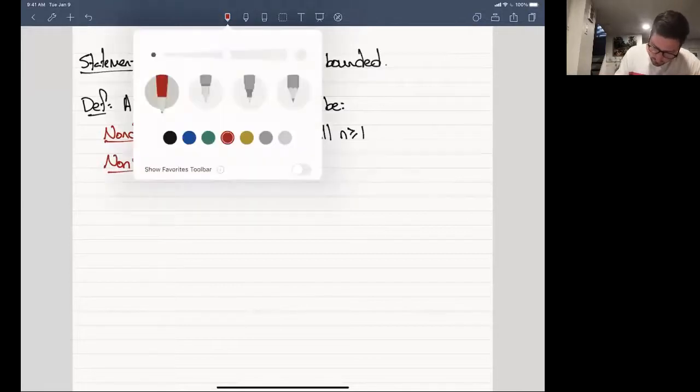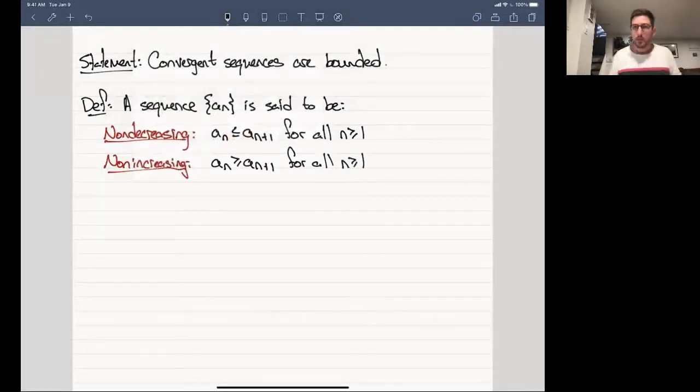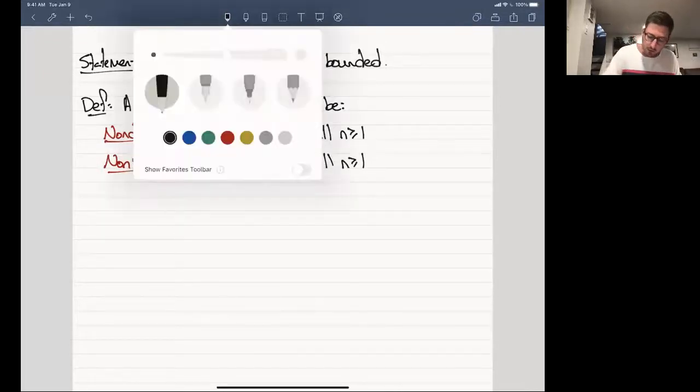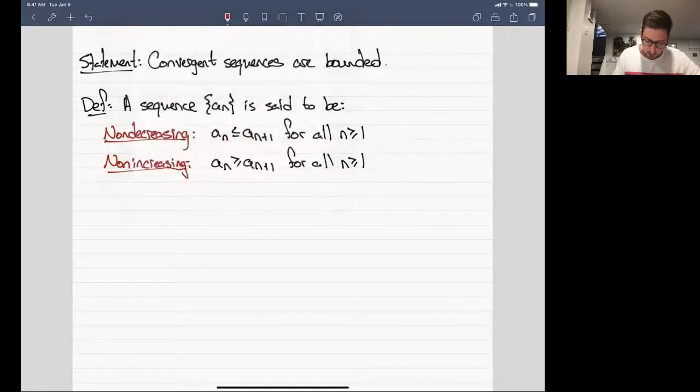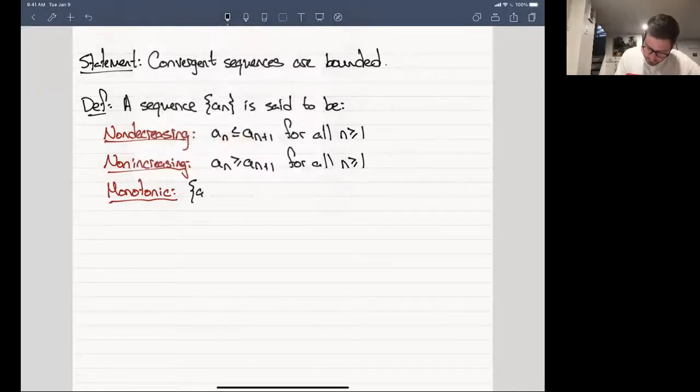if an is bigger than or equal to an plus 1 for all n greater than or equal to 1. And both of these together fall into a category of what's called monotonic. So monotonic. And basically this is the sequence an is either non-decreasing or non-increasing.